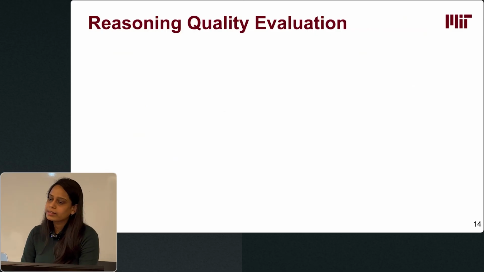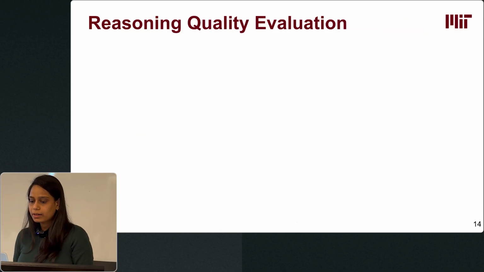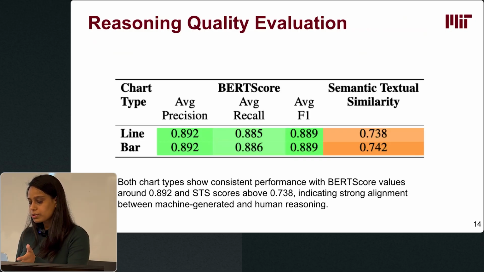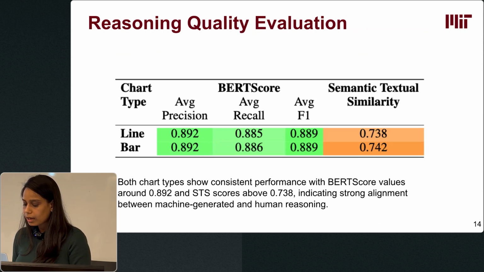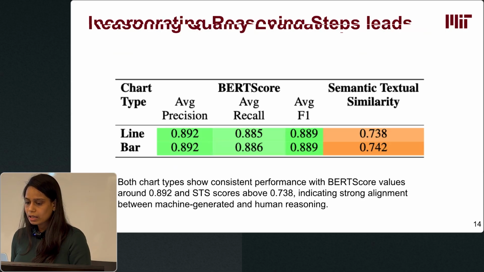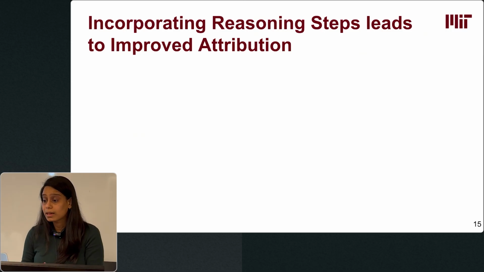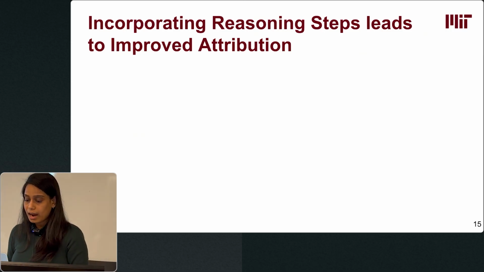Now, we evaluated the reasoning quality that we generated using RADAR. Both chart types show consistent performance with BERT scores and semantic textual similarity around 75% and 89%, showing strong alignment between machine generated and human reasoning. So RADAR showed a really high alignment for reasoning quality evaluation. The main finding of this work was that incorporating step-by-step reasoning led to improved attribution.